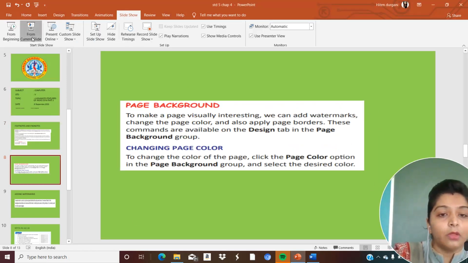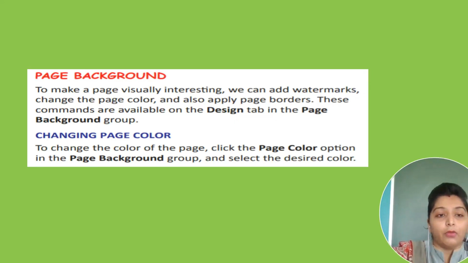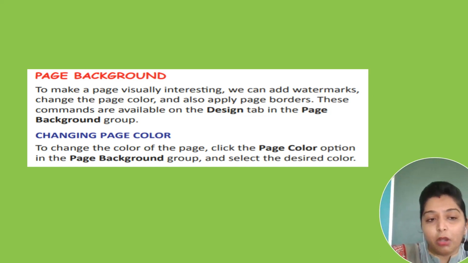Now, what is page background? To make a page visually interesting, we can add watermarks, change the color, and also apply the page borders. These commands are available on the Design tab in the Page Background group. Changing page color. To change the page color of the page, click Page Color option in the Page Background group and select the desired color. First, you will see the theory part, then I will show you.